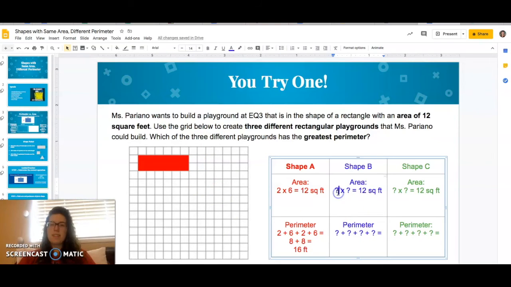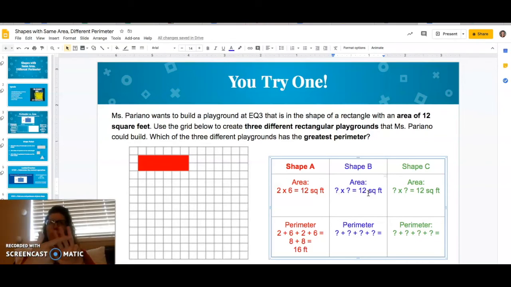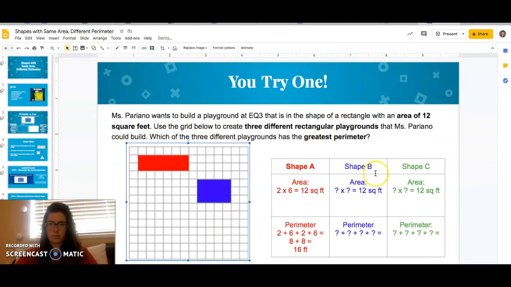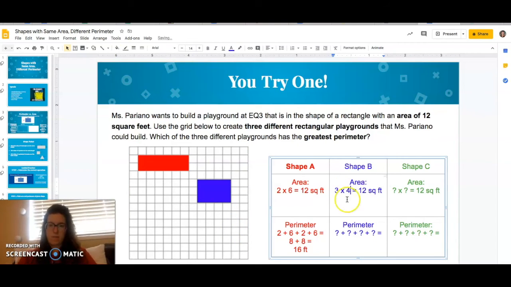Okay, now let's think of some other factors that will multiply to 12. How about 3? Is 3 times anything equal 12? 3, 6, 9, 12. Ooh! I could do 3 times 4. Let me make a blue rectangle on my grid to show 3 times 4. Do a length of 3 and a width of 4. And then I'm going to turn this blue. 3 times 4 equals 12.